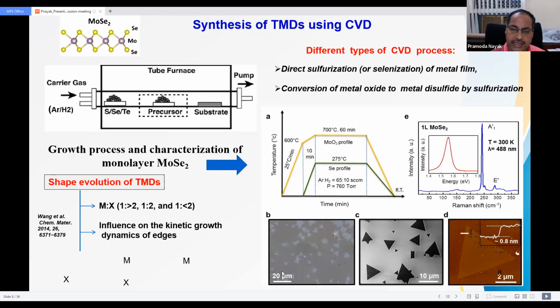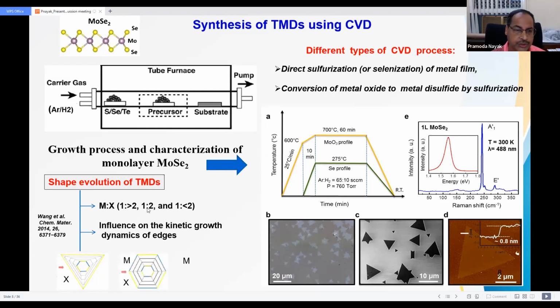And here you can see the optical microscopy images of the prepared material. We have different types of shapes: a triangular shape, some hexagonal, and some truncated shapes. The shape evolution depends on the different kinetics. When you take the initial powders, making sure the temperature, flow rate, and everything else is the same, if the ratio between the transition metal and the chalcogen powder varies, you will get different shape evolution.